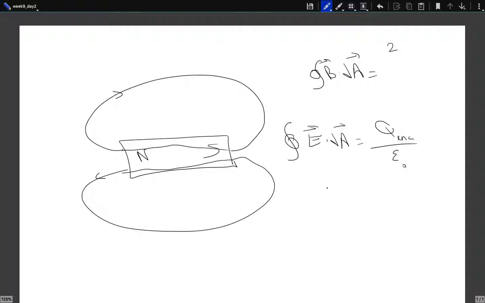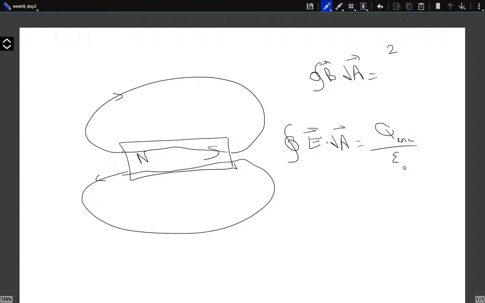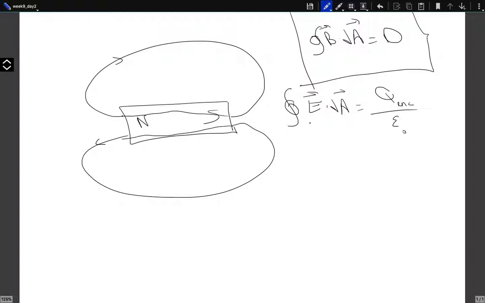So magnetic field lines don't start anywhere or end anywhere. So this integral, well, I'm probably jumping a couple of chapters, this integral will be 0, always. Okay, just keep in mind the analogy. Okay, let's forget it for the time being. So we have the magnets.